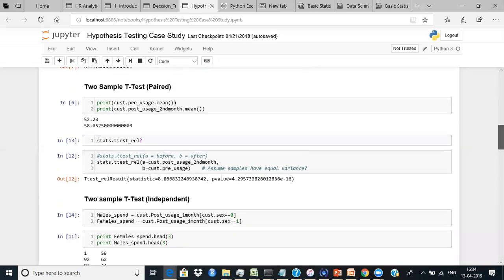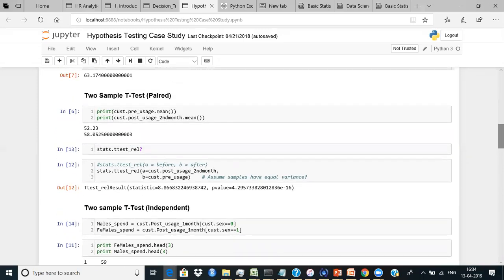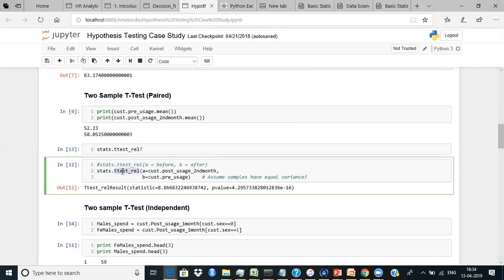Now, the next hypothesis will be a paired sample t-test, right? In a paired sample t-test, we use scipy.stats. From that, we use t-test underscore rel. Rel means relative sampling, right? T-test underscore rel. Here, what you do is you input the post usage and you input the pre-usage, right? Because there is no null value. The null is both are equal. There is no value, right?